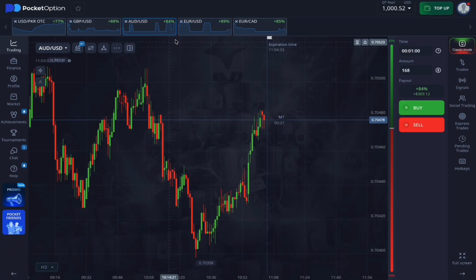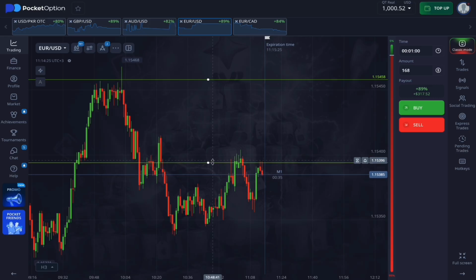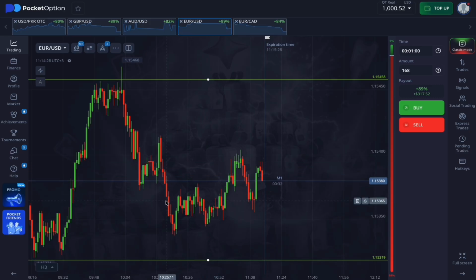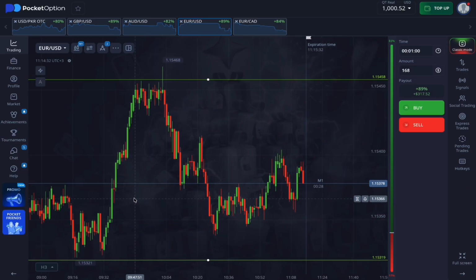I'm switching to Euro-Dollar. Let's do a little technical analysis on this asset. I will immediately note the local resistance level with a horizontal line. I will also mark the local level of support here. We see that a stable sideways movement is emerging on this currency pair.